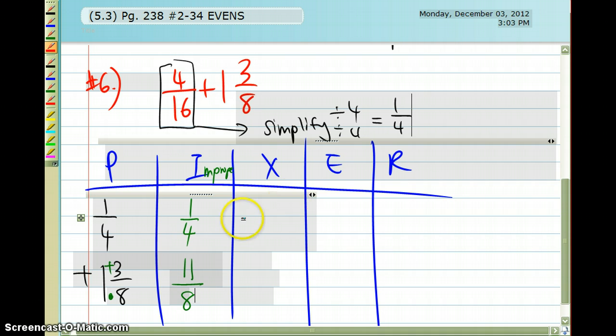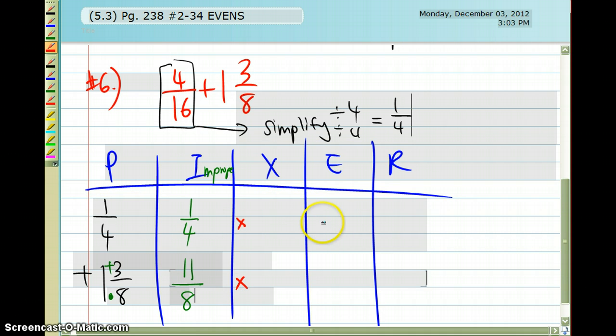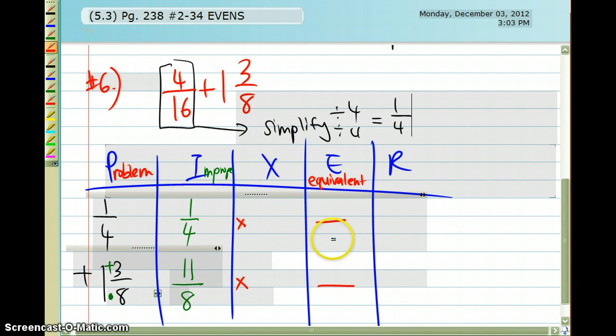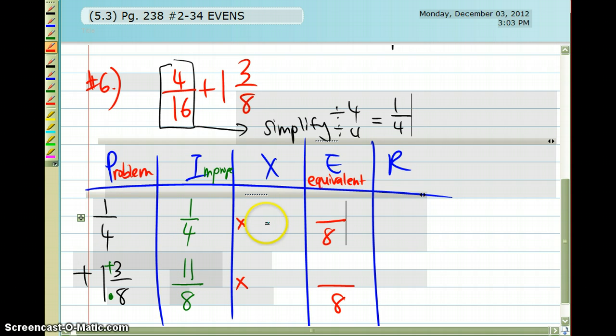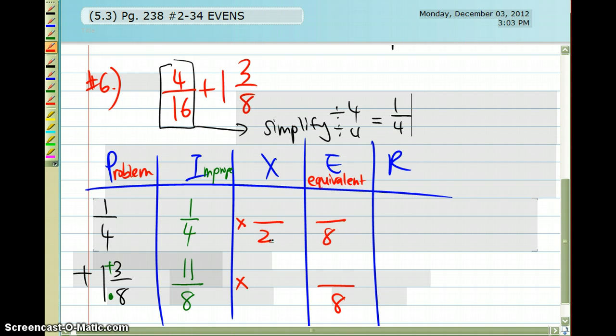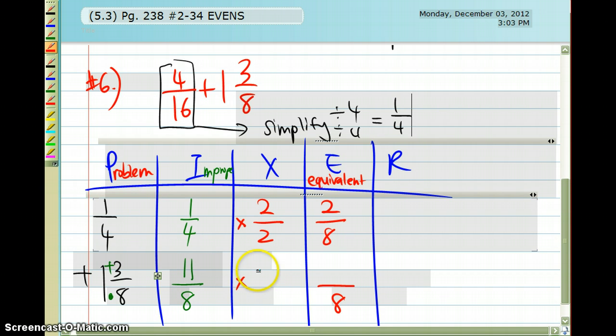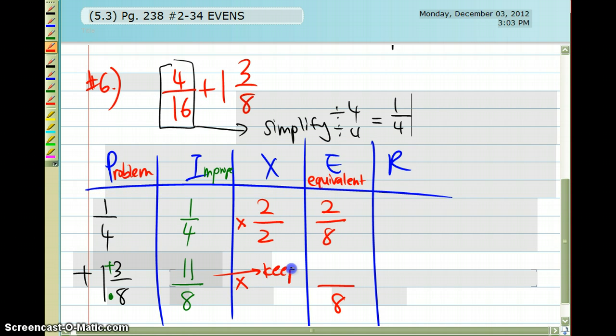And then X, I'm going to multiply fractions so that I get a common denominator for the E, which stands for equivalent fraction from the problem. So the common denominator here is going to be 8 and 8. So for 1/4, I'm going to multiply 4 by 2 in the denominator. So whatever I do to the denominator, I do to the numerator. 1 times 2 gives me 2. And this fraction doesn't change, so I can drag that across and bring the 11 over.